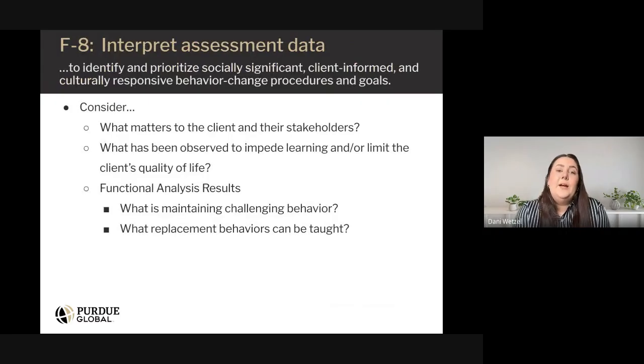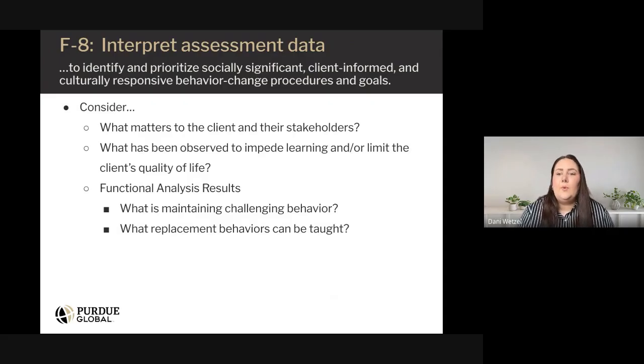And then F8 talks about interpreting your assessment data. So once we've decided that the client is appropriate for ABA services, it's time to develop our treatment plan. So we're going to be reviewing this assessment data to identify and prioritize socially significant, socially valid goals. So we want to consider what matters to the client and their stakeholders. Are they really worried about being able to build communication goals? Are they really worried about functional living skills? Do they want them to be able to initiate and sustain play with peers? Things like that are going to be really important when we're pinpointing what parts we're going to pull out from our assessments and what goals we're going to create.